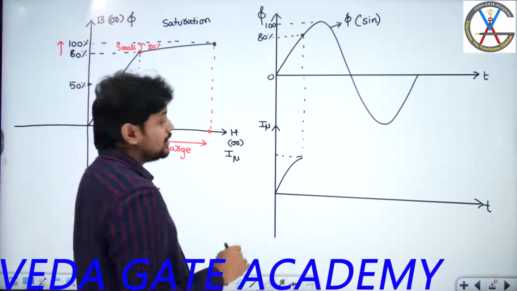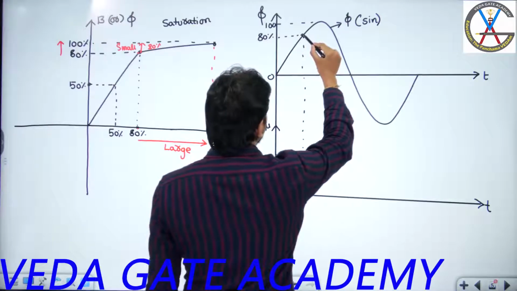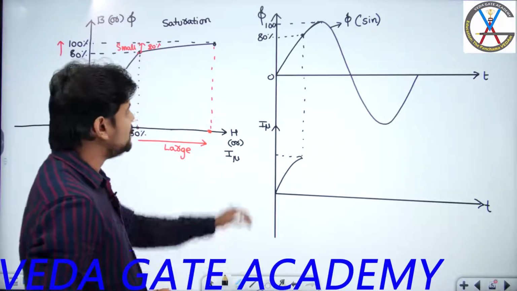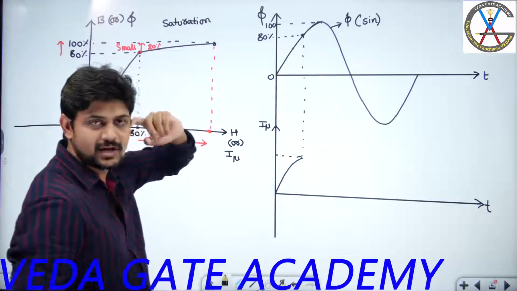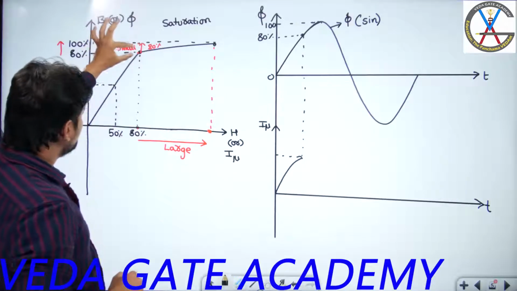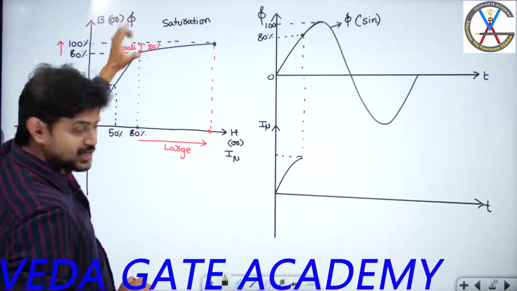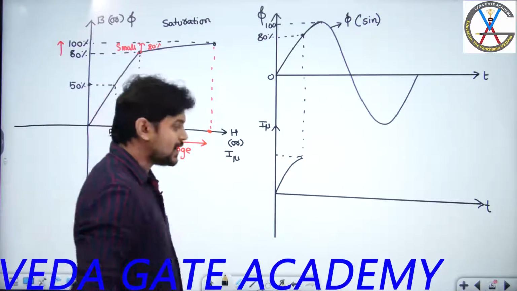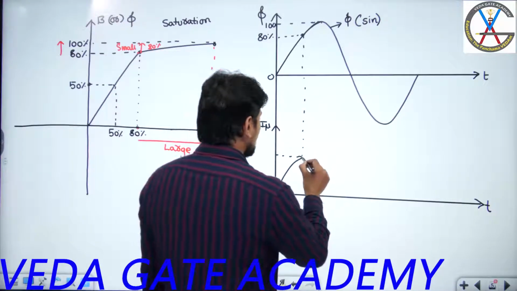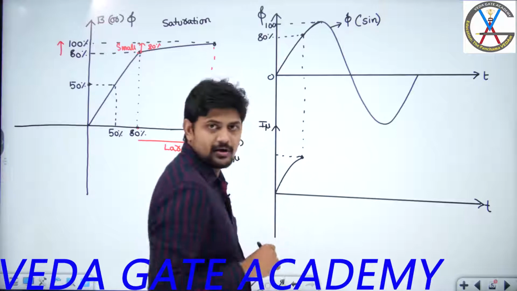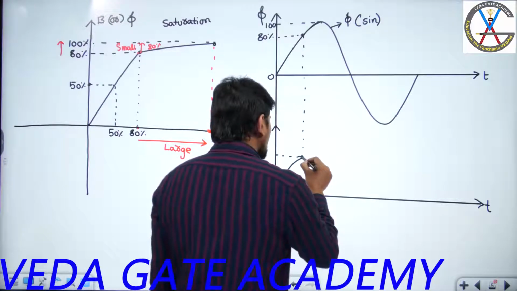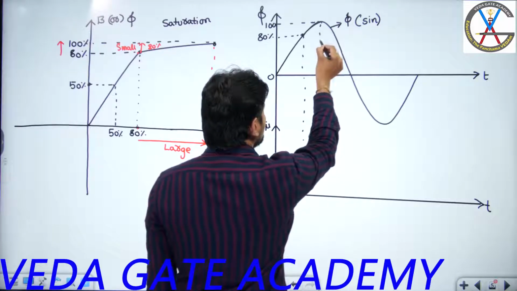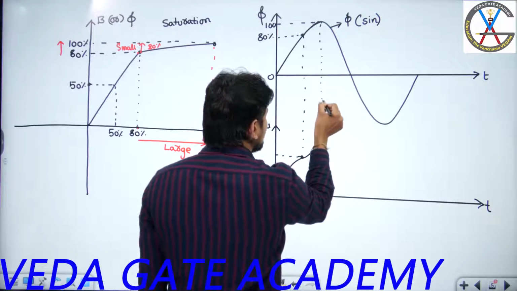Now in order to get the increment of 80 to 100% of the flux, in this saturation region, for a small increment of flux, I require a large magnetizing current. So that is the reason you will find, after this point, a sharp spike in the magnetizing current.